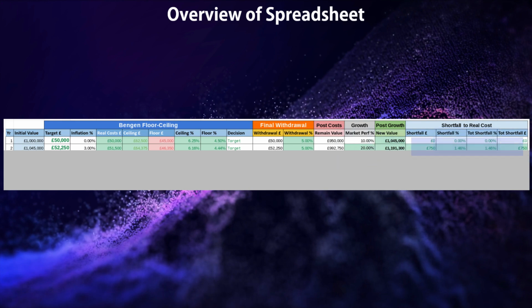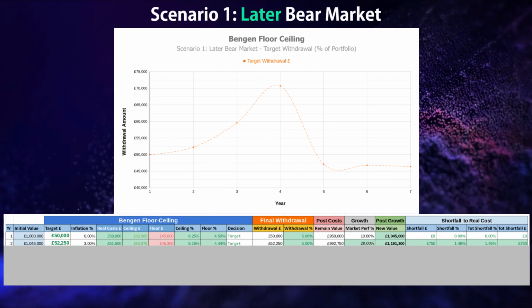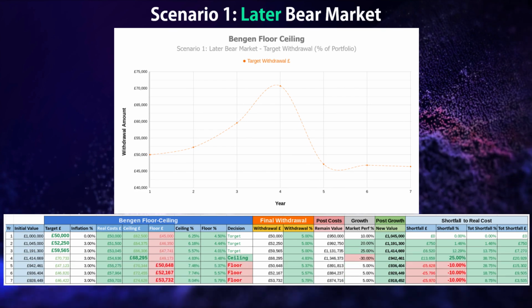As you can see, we're withdrawing 1.46% more than real costs due to strong returns of around 10%. In year 2, we withdraw £52,250 from £1,045,000, which sits comfortably within both the floor and ceiling limits, while exceeding real inflation-adjusted costs of £51,500 due to good market performance. Let's extend this example over the full 7-year period.